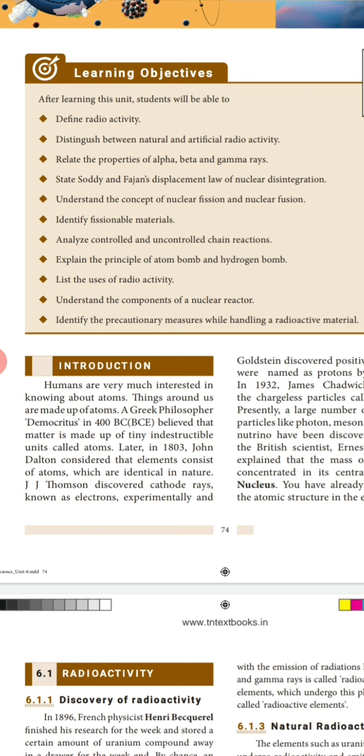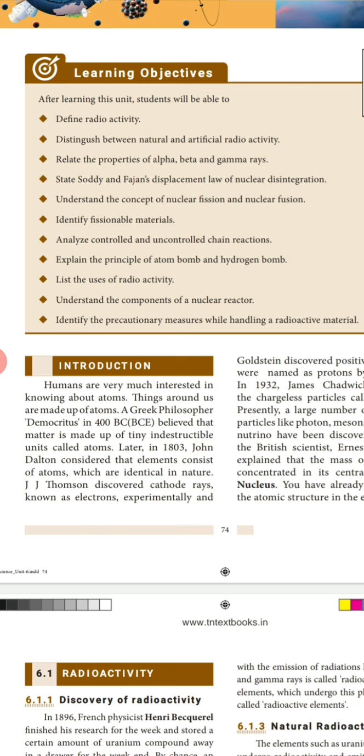A Greek philosopher, Democritus, in 400 BC believed that matter is made up of tiny indestructible units called atoms. What did the Greek philosopher say? Matter means everything around us is made up of atoms. In 1803, John Dalton considered that the elements consist of atoms which are identical in nature. John Dalton told that atoms are identical. Identical means they have the same properties in nature.